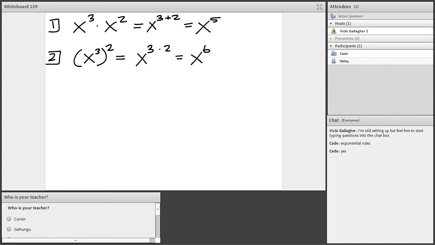And then if it's not a multiplication problem, if it's a dividing problem instead, like this, so division: if multiplication is adding, then the opposite of multiplication, which is division, should be the opposite of adding, which is subtracting. So in this problem, I would do 3 minus 2, and I get x to the first.